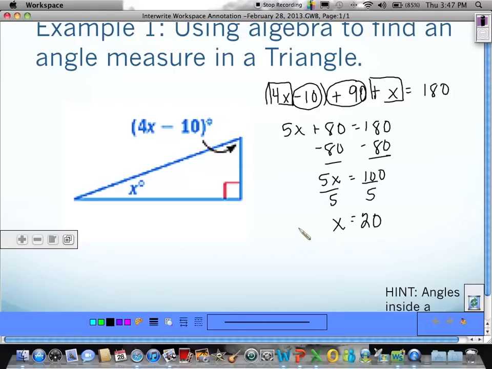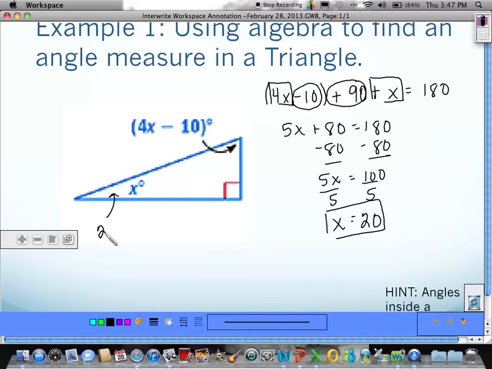Now this is not my answer, because I need to go and find what each angle would equal. So all I'm going to do is take this x here and plug it in. So if I take x and plug it in for this angle here, it's just x.